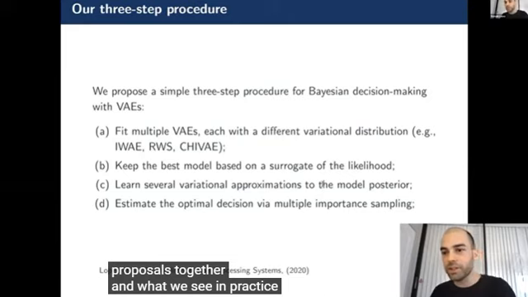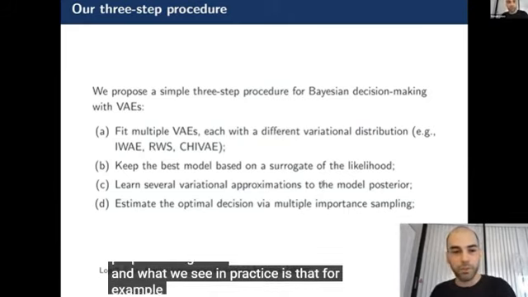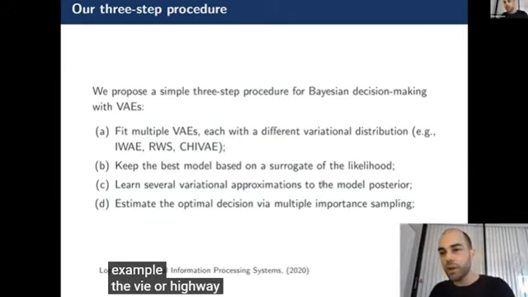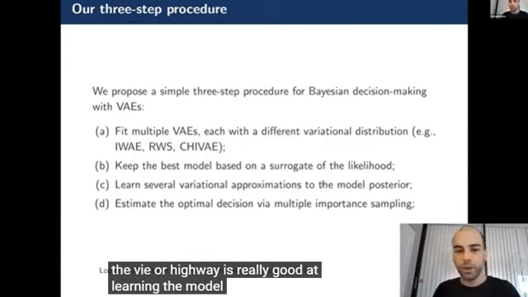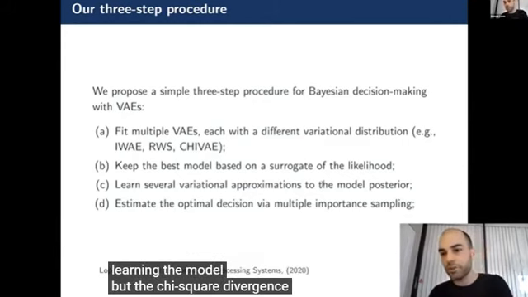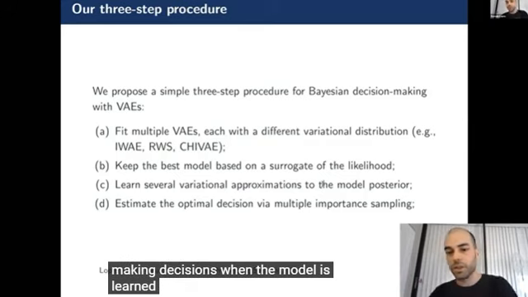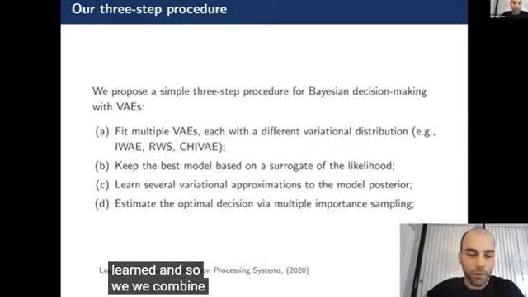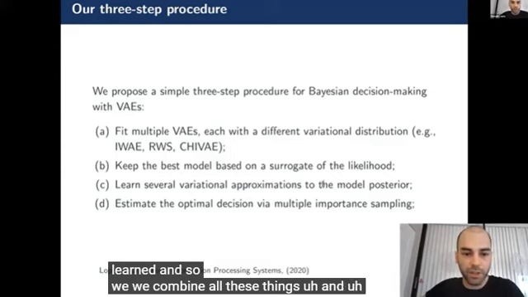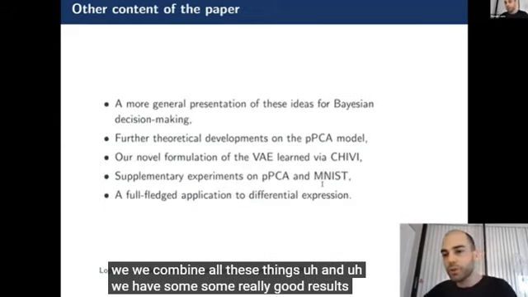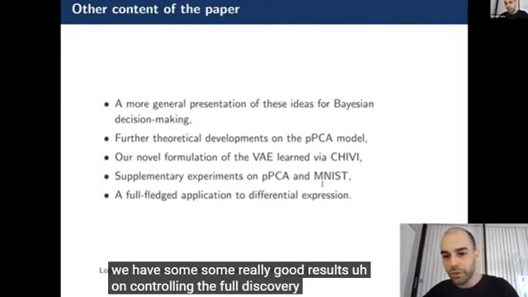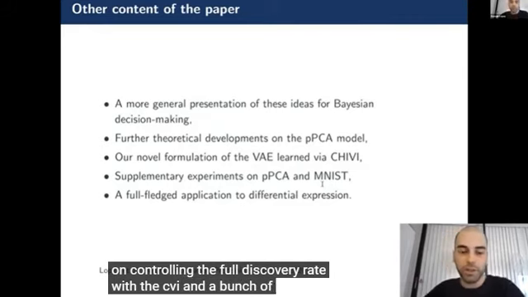And what we see in practice is that, for example, the VAE or IWAE is really good at learning the model, but the chi-square divergence is really good for making decisions once the model is learned. And so we combine all these things, and we have some really good results on controlling the false discovery rate with scVI and plenty of other things.